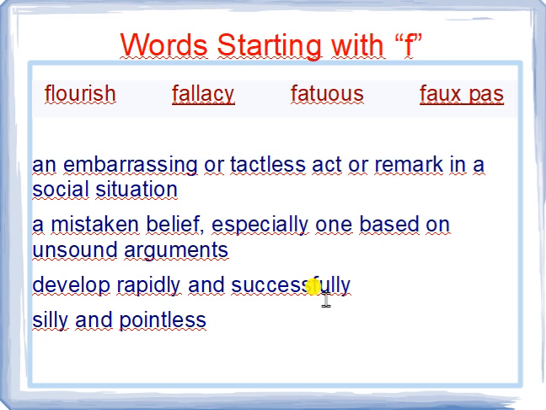Develop rapidly and successfully. His business flourished. And silly and pointless is fatuous. That's a fatuous remark. Why did you make such a fatuous remark in such a serious conversation? Fatuous.